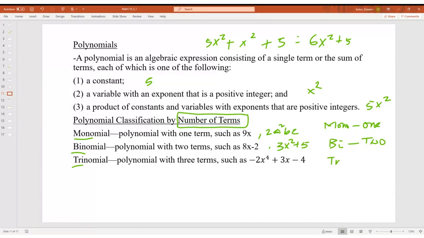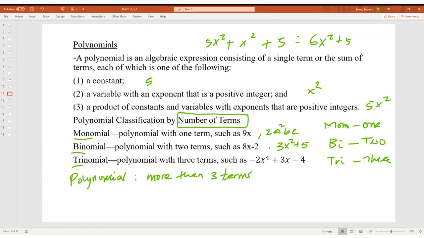Trinomials have 3 terms. Anything above 3 is called a polynomial. So a polynomial is an expression with more than 3 terms.